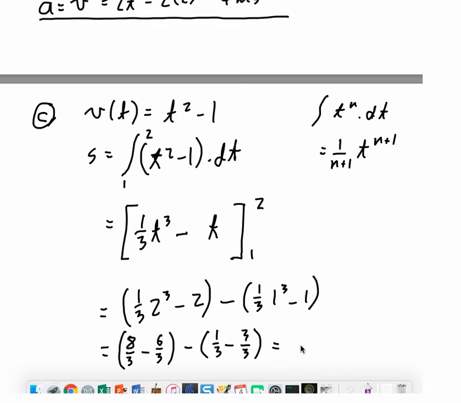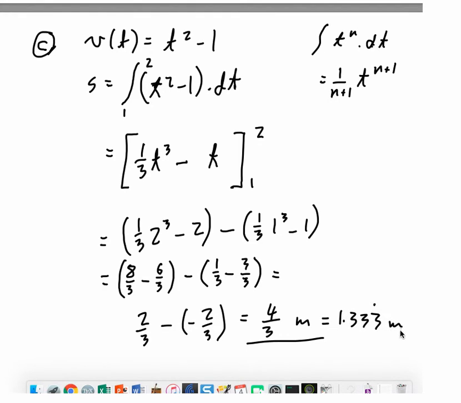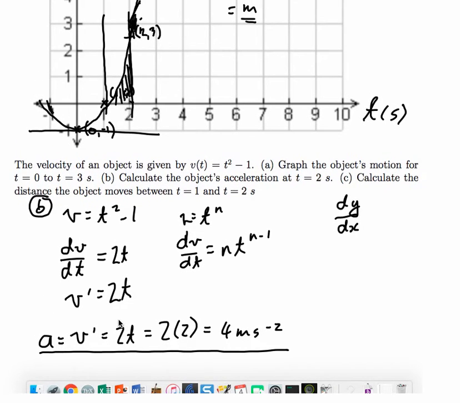That's worrying me. That looks like it's going to be 0, but no, it's actually not, because 2/3 minus a negative 2/3 actually adds up to 4/3 of a meter. In other words, 1 1/3 meters, 1.33 repeating meters, is our actual displacement. If we go back up, that's the area under the curve in that little piece between t equals 1 and t equals 2.